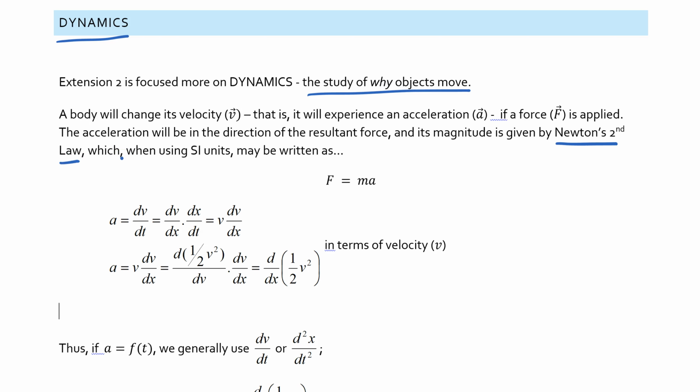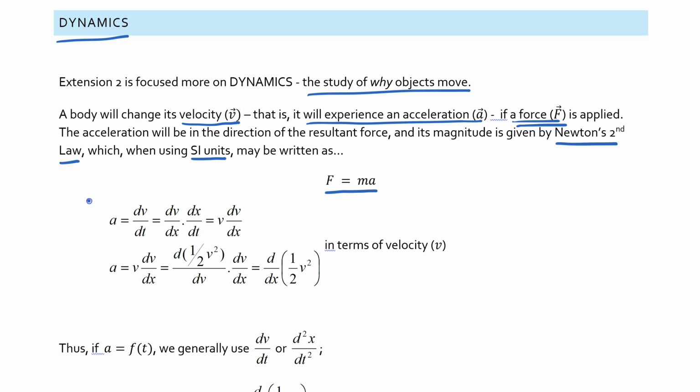So a body is going to change its velocity in either magnitude or direction. That is, it will experience an acceleration if a force is applied. And by Newton's second law, the acceleration is linked to the force by F equals ma, as long as we use SI units. So that's kilograms for mass, meters per second squared for acceleration, and newtons for force.